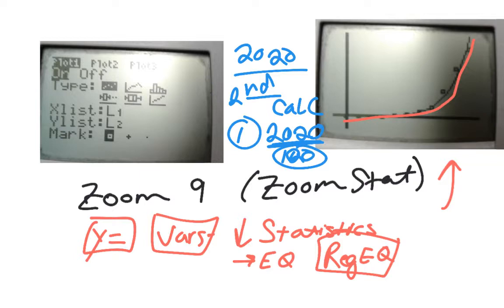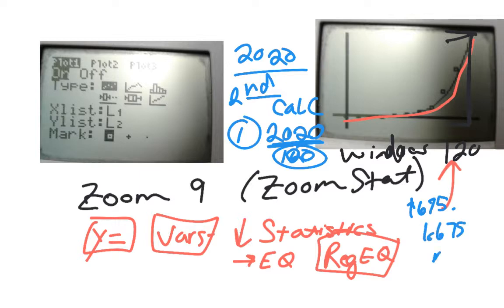it actually gave me an error. And the reason it gave me an error is because 120 is outside of this window. So I went into my window feature, and then I changed my x to go to 120. So when I type in 120, it gives me an answer that it is 1,675, and that's in thousands, so it's 1.675 million is the population.